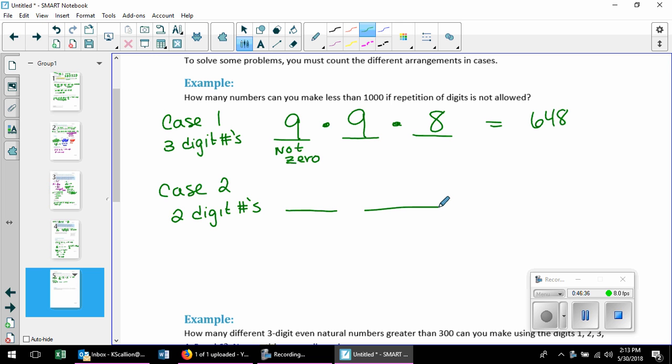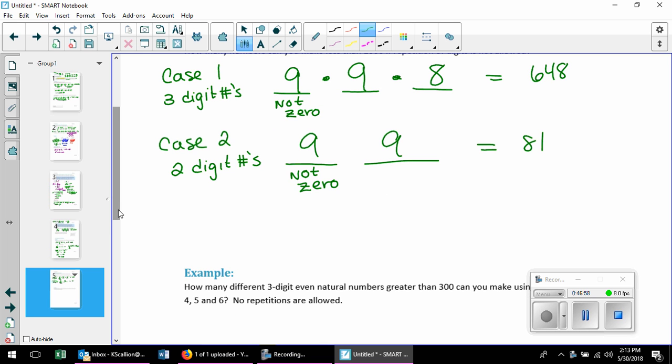I'm going to put a restriction on the first number. What is that going to be? Not 0. Because if it was 0, then it'd be a 1-digit number, and that's not where I want to be. So what's happening here? 9. What's happening here? 9. And anybody want to guess what's happening in case 3? 1-digit numbers.